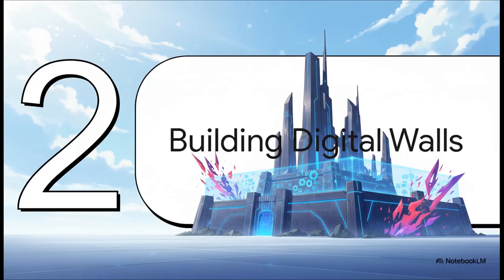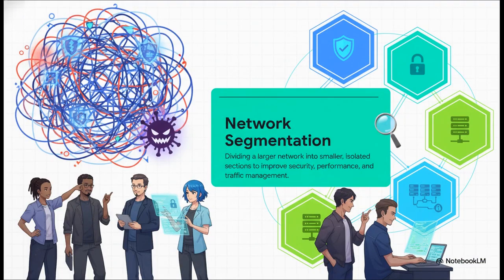Okay, but it's not all doom and gloom. There is a really powerful way to fight back against this chaos. It's all about building some digital walls. And that, right there, is the core idea of network segmentation. It's just the practice of taking that one huge vulnerable network and chopping it up into smaller, isolated pieces, or segments. Makes it way easier to manage and, more importantly, to defend.